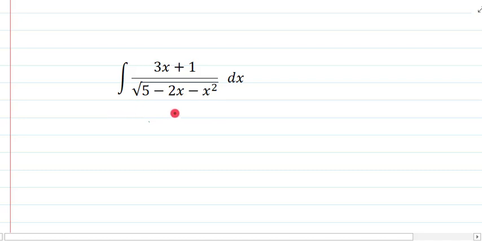Let me take one more problem in which a little changes in the question, otherwise the question is the same. What does that change? In previous questions that I have discussed, you observe that the term in the numerator is directly obtained by just multiplying and dividing, so that it becomes the derivative of the term in the denominator. But here, if you observe, the derivative of the denominator is minus 2x minus 2, whereas we are having 3 over here.